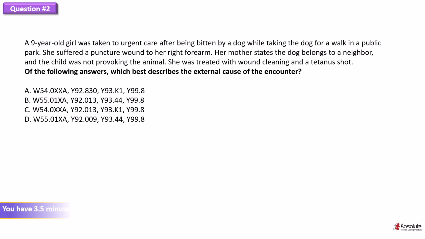A 9-year-old girl was taken to the urgent care after being bitten by a dog while taking the dog for a walk in a public park. She suffered a puncture wound to her right forearm. Her mother states the dog belonged to a neighbor and the child was not provoking the animal. She was treated with wound cleaning and a tetanus shot. Of the following answers, which best describes the external cause of the encounter? And coders, you can start answering the questions.